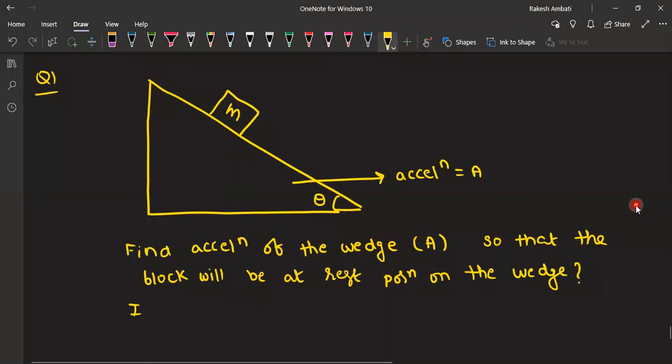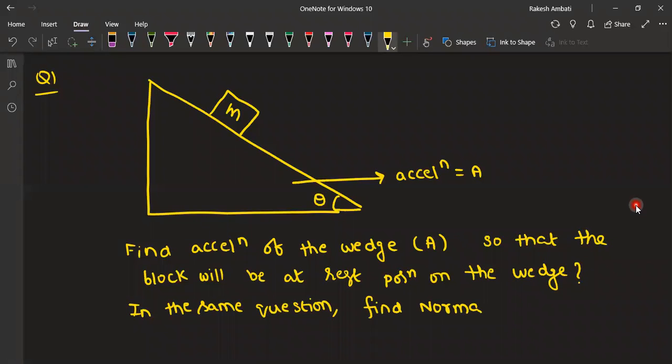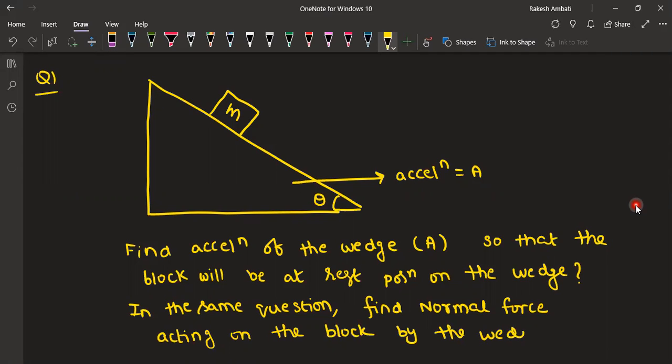And we have one more question in the same question: find the normal force acting on the block, the normal force acting on the block by the wedge. So totally two questions we have to solve. One is acceleration we have to find, normal force also we have to find out.